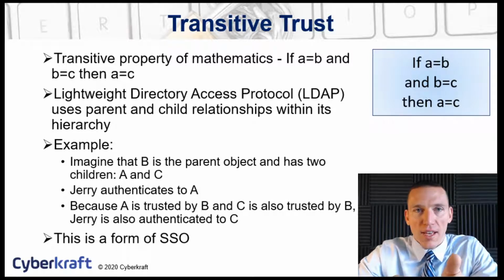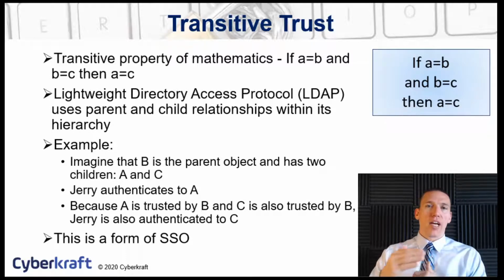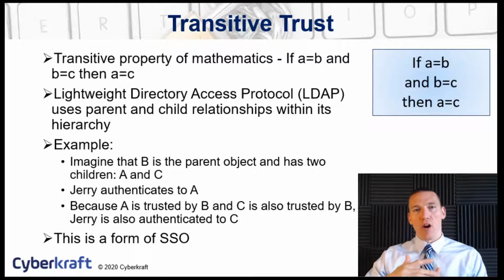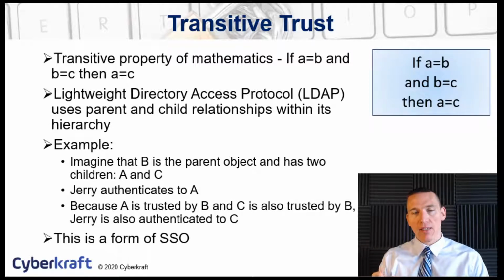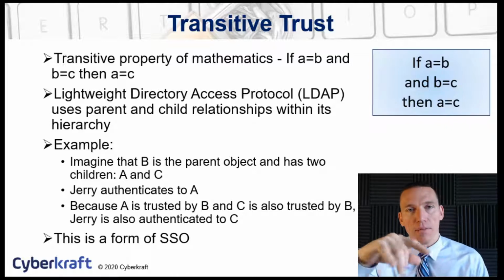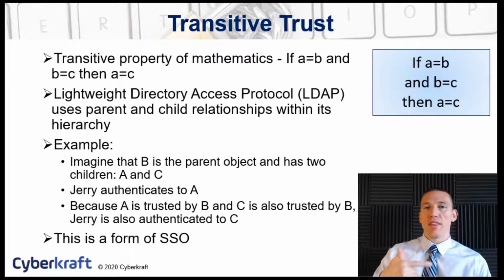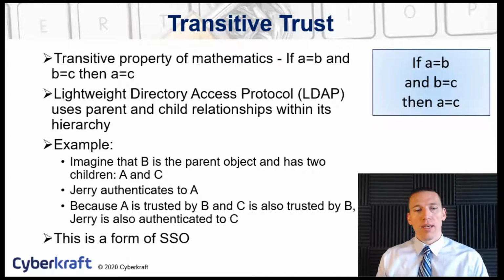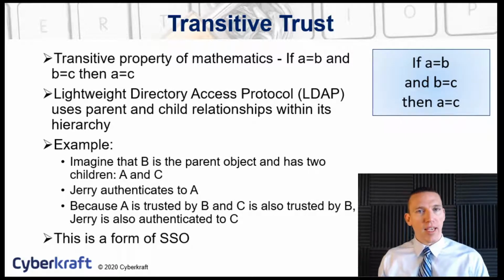And this is mostly used with LDAP, or directories, okay? In LDAP, you have a parent-child relationship within the LDAP hierarchy. And that parent-child relationship will allow for transitive trust to occur. So if we have a parent, B, that has two children, A and C. Since the parent has A and C under its hierarchy, if Jerry were to authenticate to A, one of the children, A is already trusted by B, the parent. So C is already trusted by B, the parent, so Jerry should also be authenticated to C.